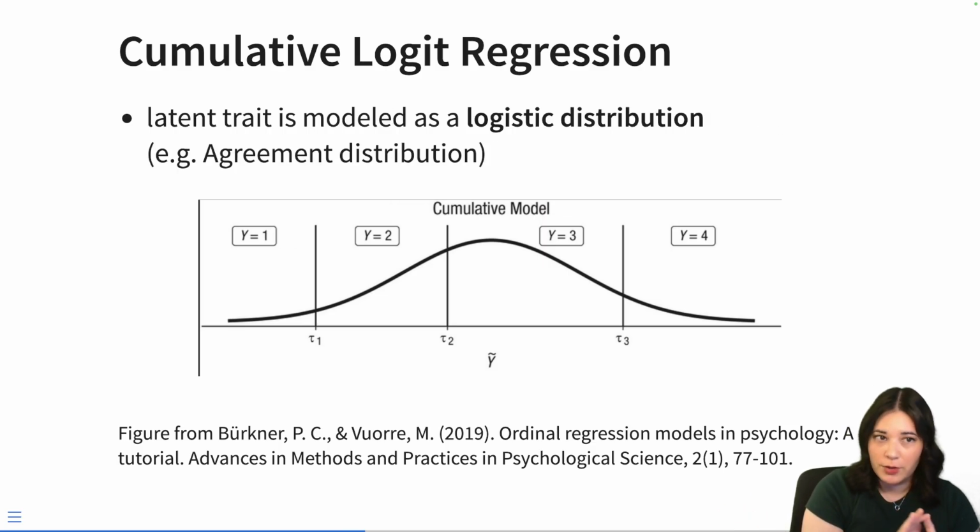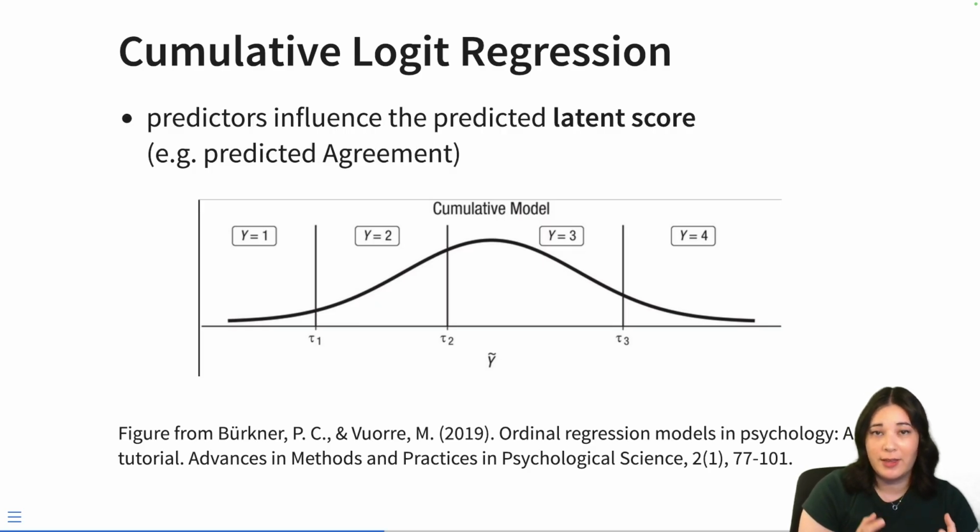In a cumulative logit regression, we assume that the latent trait is modeled as a logistic distribution. It's very similar to a normal distribution, but essentially we're saying agreement is distributed as a logistic distribution. So when we're looking at the impact of various predictors on which response you gave, we are essentially assuming that those predictors move where you are on this continuous latent scale. For instance, if we had age as a predictor, we might say that the older you are, the higher your latent agreement tends to be.